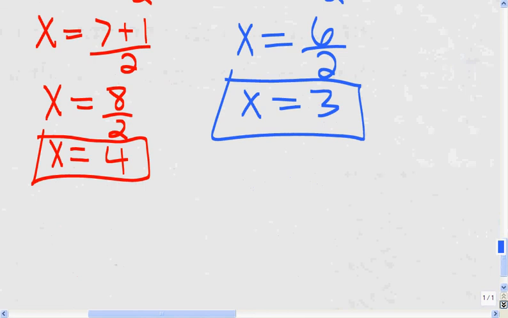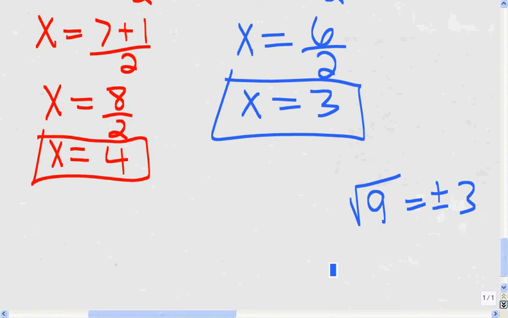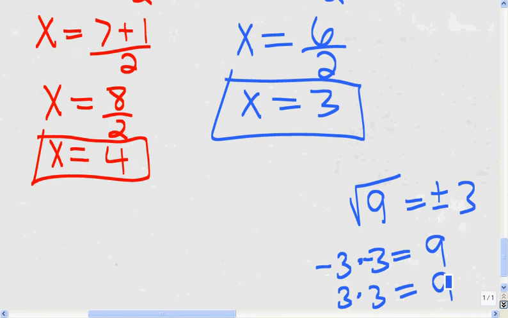Now you're asking, well, why a positive and a negative 1? Because the square root of any number is always positive or negative. The square root of 9 equals a positive or negative 3, because negative 3 times negative 3 equals a positive 9, and a positive 3 times a positive 3 equals a positive 9. So numbers have two square roots, a positive square root and a negative square root.